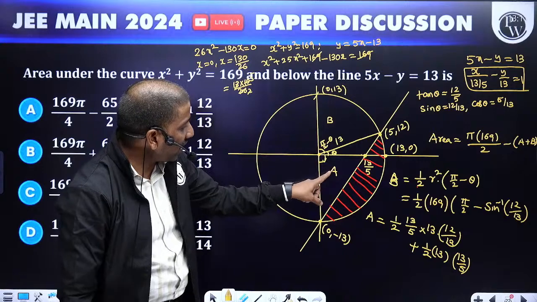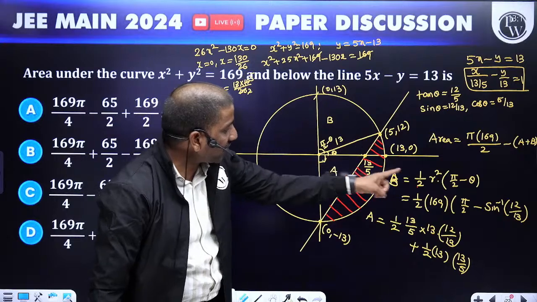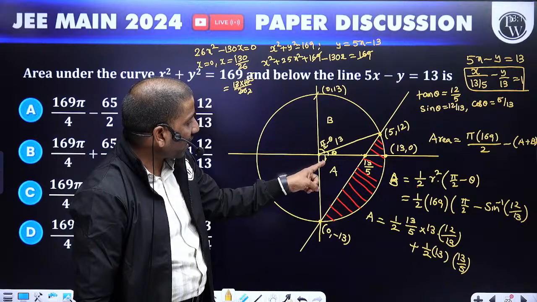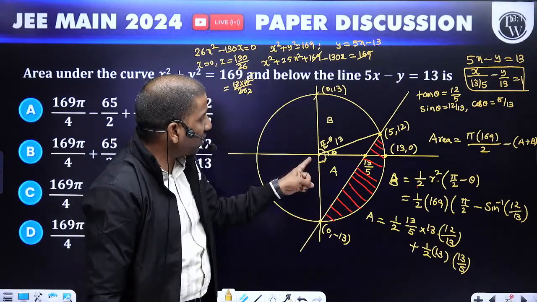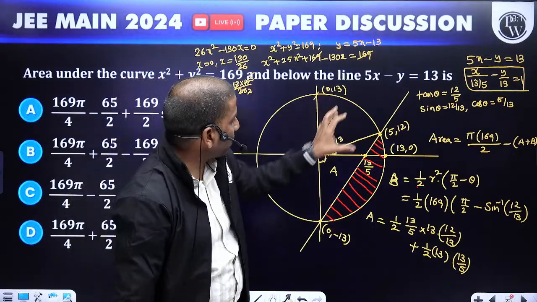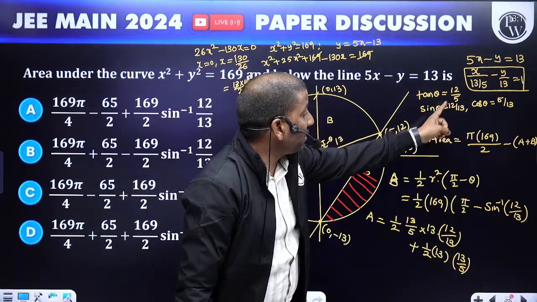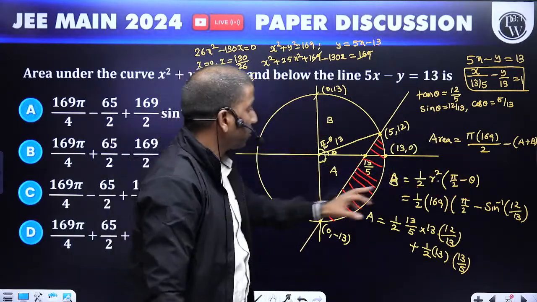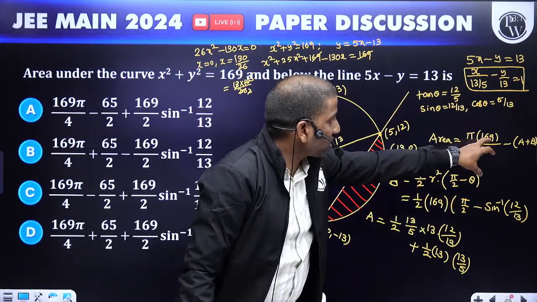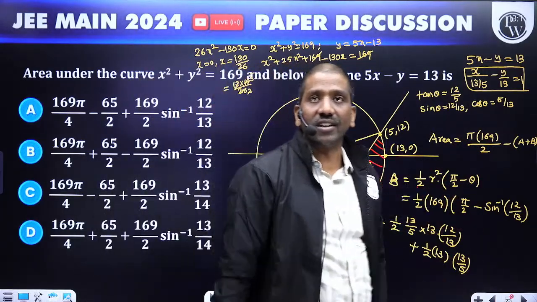Once again, I'm repeating, A contains two triangles. This is the first triangle, where half AB sine theta is applied. And the lower triangle is a right angle triangle of AB, so one is 13 units, the other is 13 by 5 units. So that is A. What about B? B is the complete sector, half r square theta. Instead of theta, we have pi by 2 minus theta. Sin theta is 12 by 13. All options are in terms of sine, so we have written sine inverse of 12 by 13. Just subtract A plus B from 169 pi by 2, then you will get the direct answer.